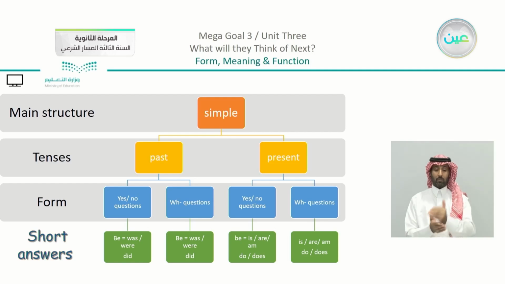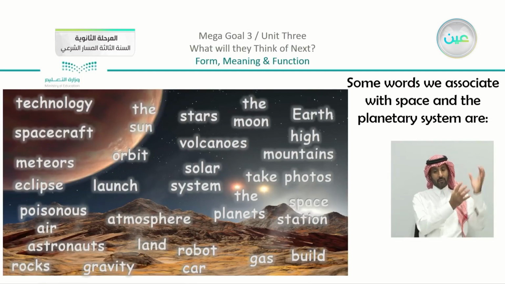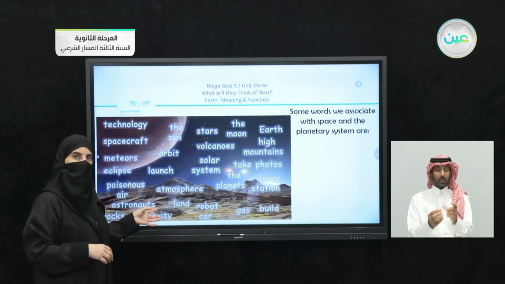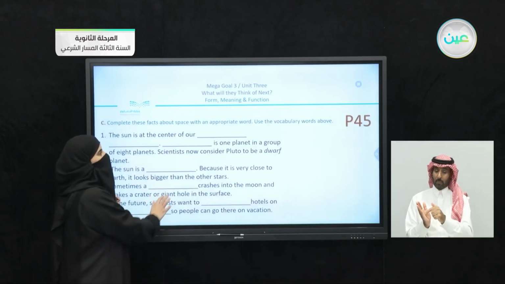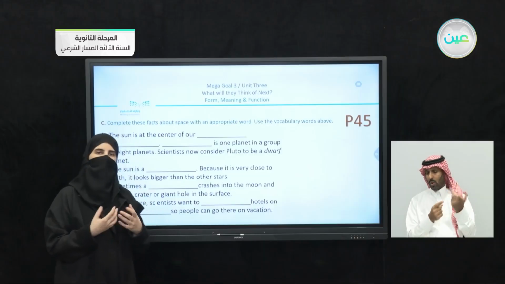Now, moving on, this is for short answers. Moving on, also, we had words that we associate with space and the planetary system. Now, you can see that we have quite a lot of words that are mentioned in the book, and we are going to apply them in the exercise that we have in the book. So this is a practice for us just to recall what is the meaning of these words.